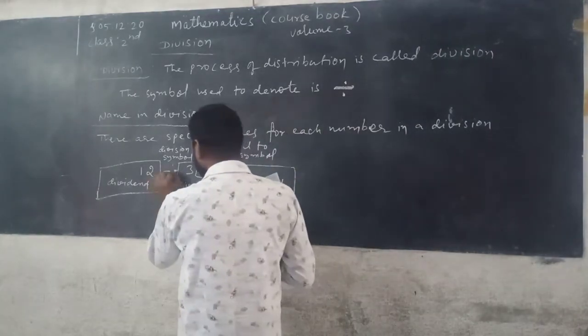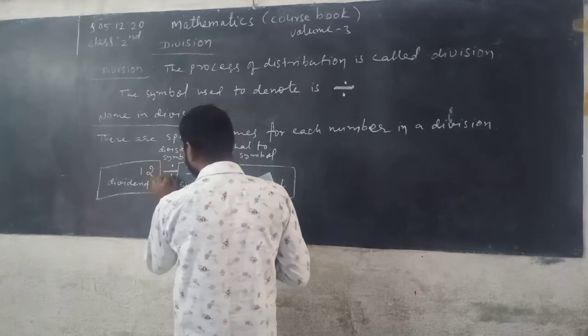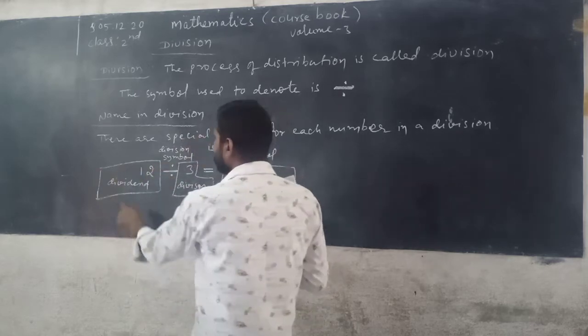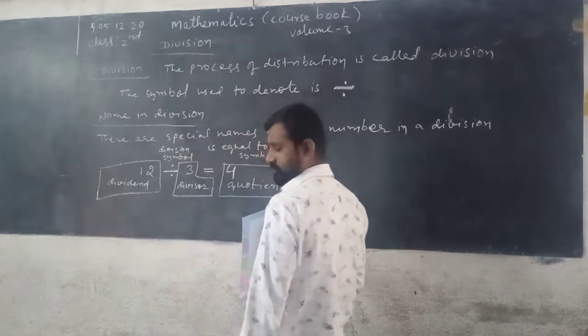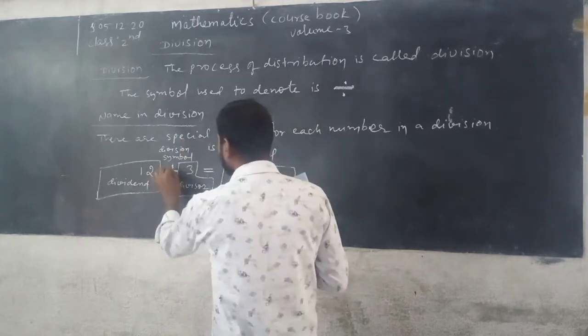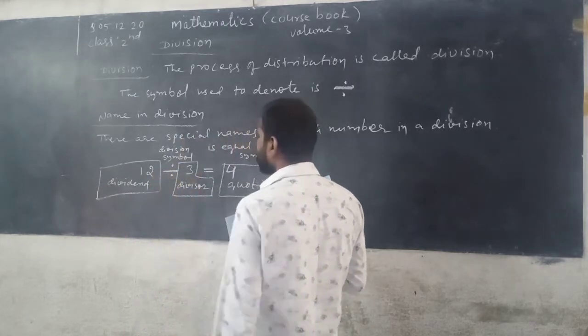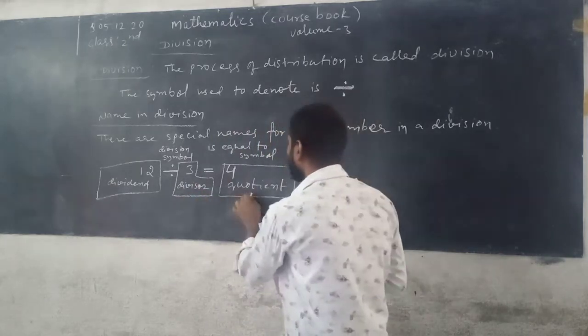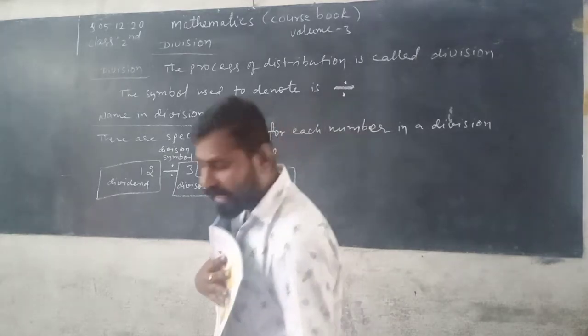Once again, this is the symbol of division. The number before it is called the dividend. The number after it is called the divisor. Then the result is called the quotient. Everybody write down here.